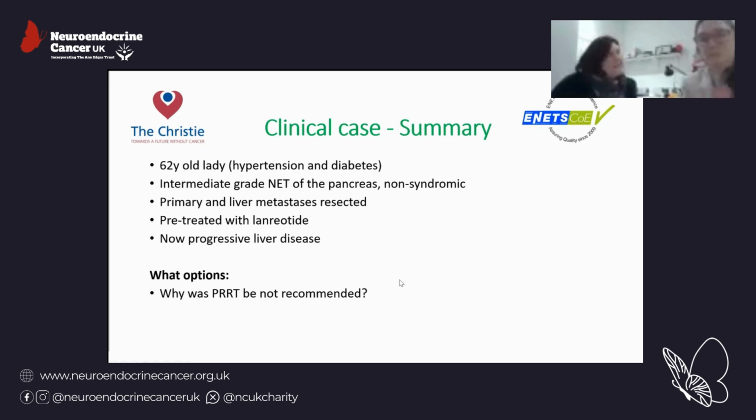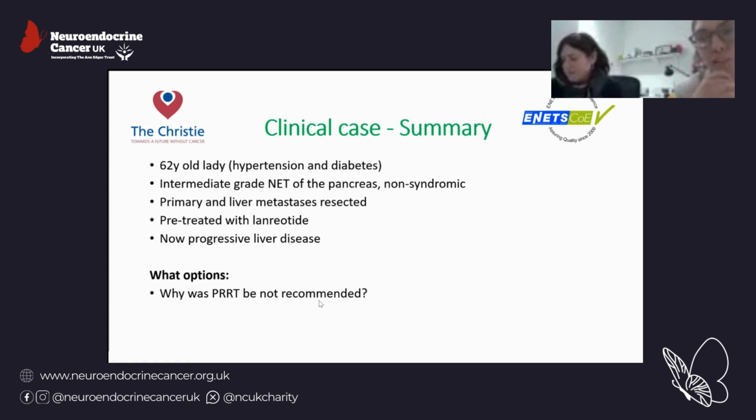So why was the PRRT not recommended? The recommendation for PRRT is for patients who have received previous treatment with somatostatin analogs, like in this case with lanreotide, but they need to be gallium positive, meaning that the lesion should have higher uptake of gallium than the background liver. That is not the case for this patient, because we saw from the previous images that Christina showed you that the metastasis in the liver had no uptake whatsoever.